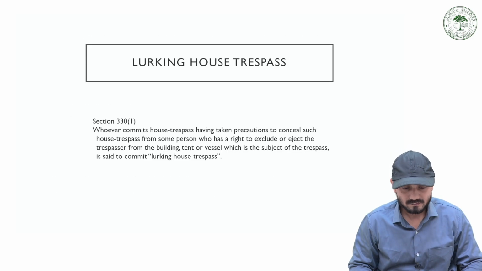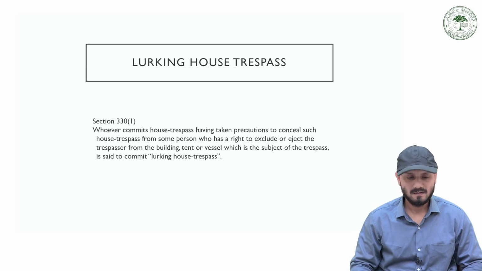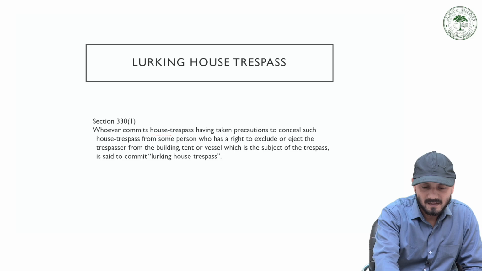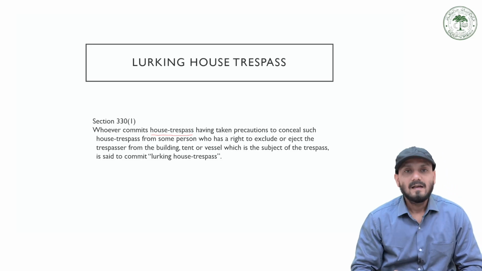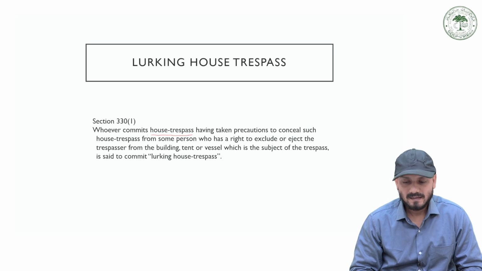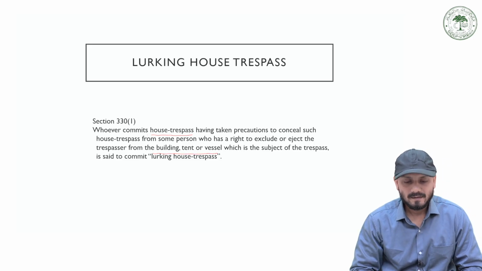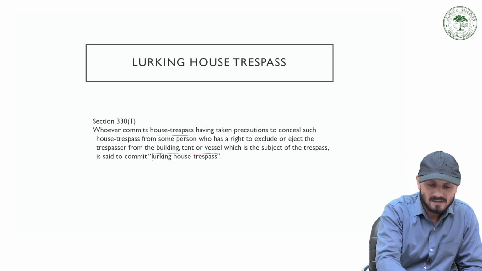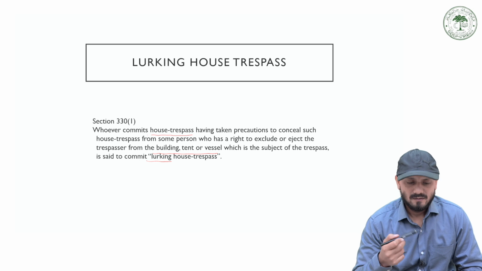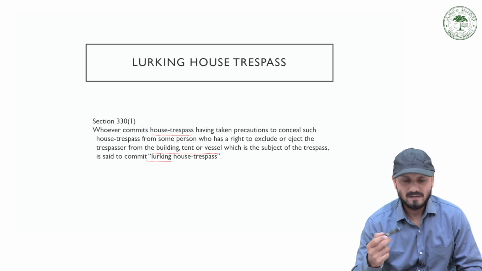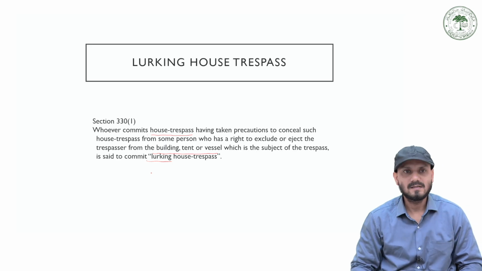Lurking house trespass. Whoever commits house trespass, having taken precautions to conceal such house trespass from some person who has a right to exclude or eject the trespasser from the building, tent, or vessel which is the subject of the trespass, is said to commit lurking house trespass. Lurking simply means to hide, or to conceal one's presence.